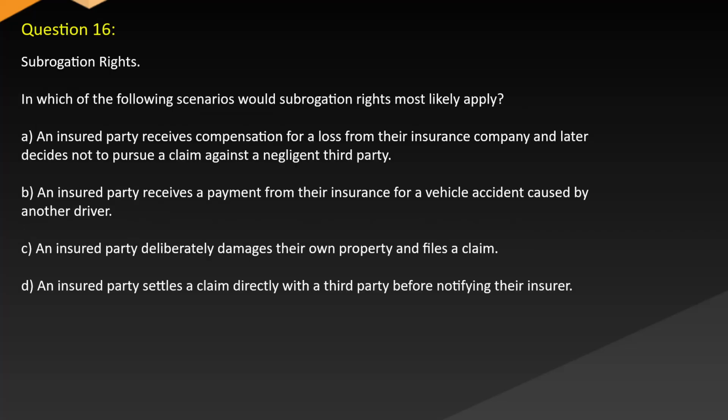Question 16. Subrogation rights. In which of the following scenarios would subrogation rights most likely apply? A. An insured party receives compensation for a loss from their insurance company and later decides not to pursue a claim against a negligent third party. B. An insured party receives a payment from their insurance for a vehicle accident caused by another driver. C. An insured party deliberately damages their own property and files a claim. D. An insured party settles a claim directly with a third party before notifying their insurer.